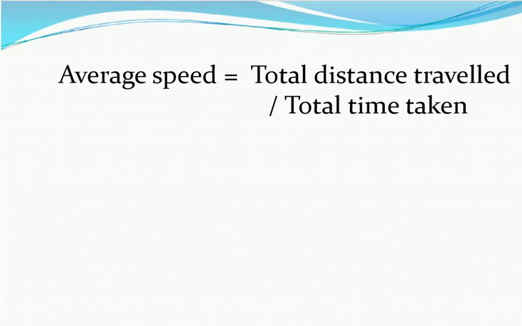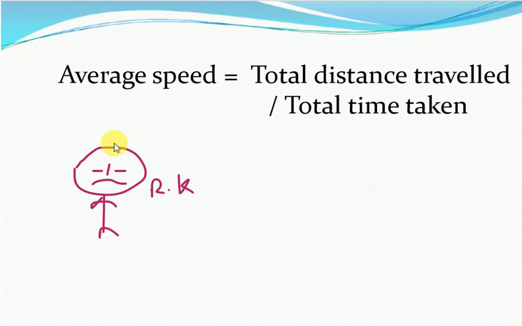The total distance traveled is, suppose, 15 kilometer. Now that 15 kilometer takes, suppose, 1 hour. So 15 kilometer divided by 1 hour. As I told you, if the numerator, that is the distance or displacement, is in kilometer, time will be in hour. If the numerator is in meter, then the denominator, that is time, will be in second. So total distance traveled divided by total time taken, that is average speed.